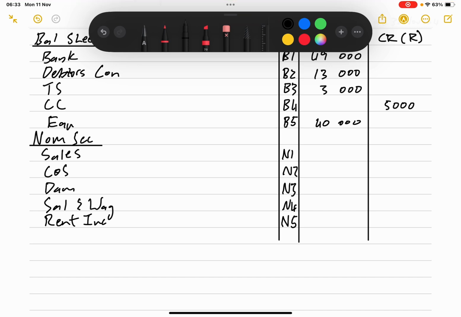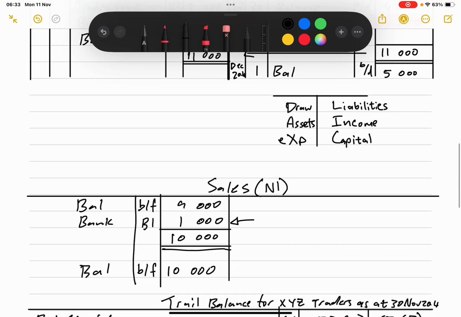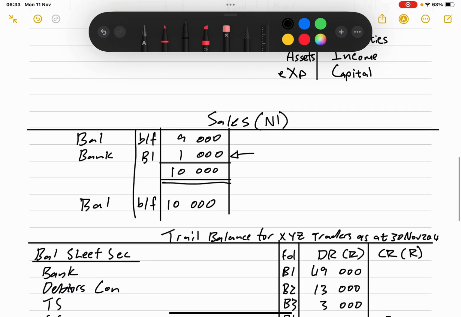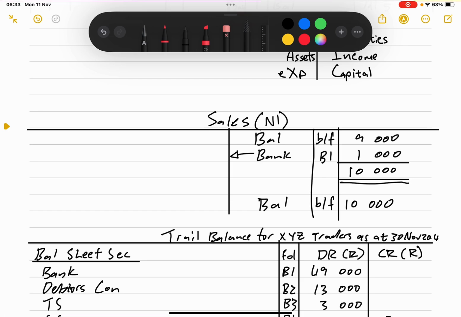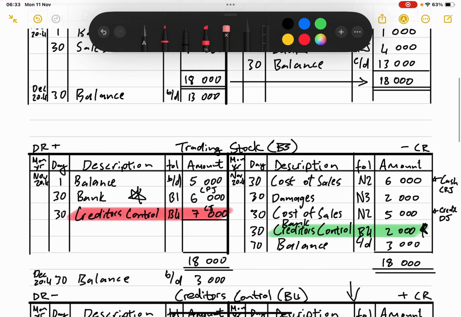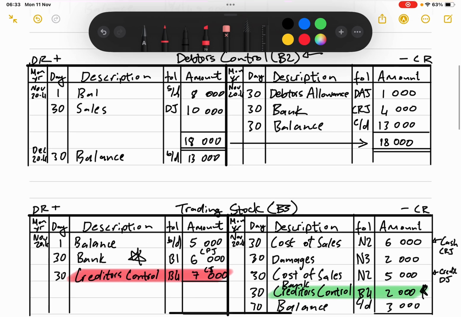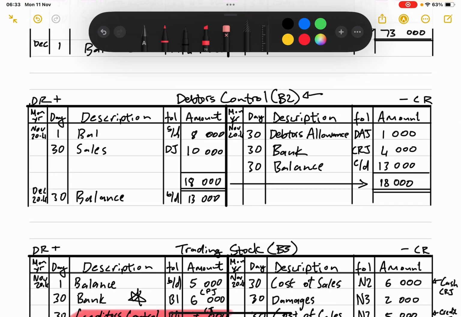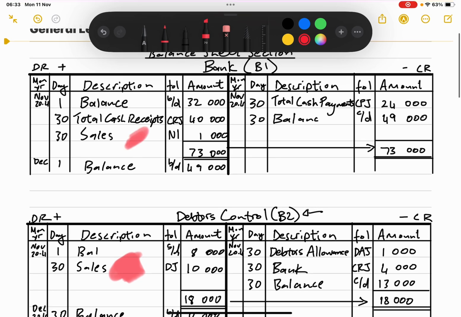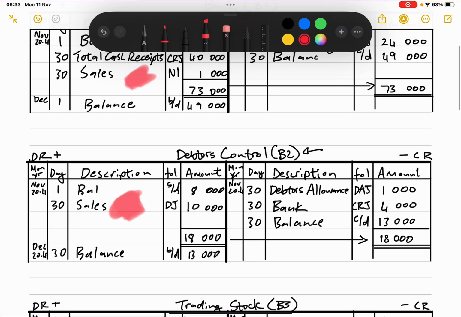So your sales. Oh, I hope you guys weren't shouting at me for this. Sales on this side. Yeah, sorry about that. I was writing it on the wrong side. That's why I was thinking, how are my sales on the same side? How are my sales both on the debit side? That's how you know you did something wrong.